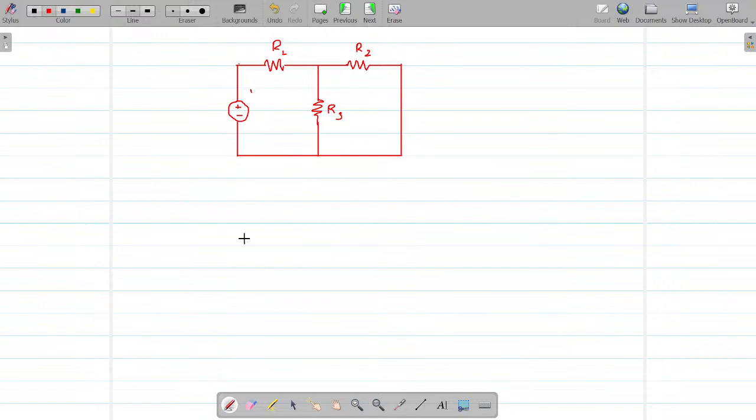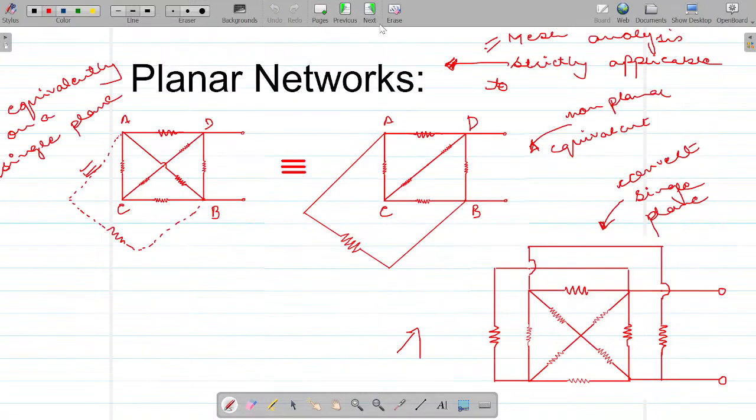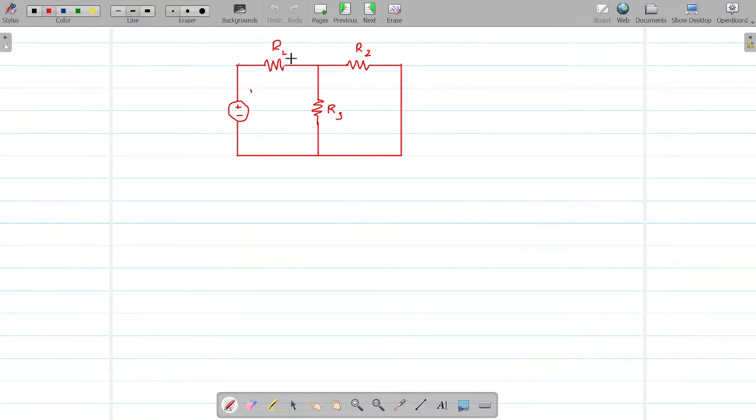First, what did we learn in our steps for KVL? Step number 1 was what? Find the number of meshes. So tell me, how many meshes do you see in this network? Can I say this is 1? Can I say this is 2? So how many meshes do you see? 2, right?